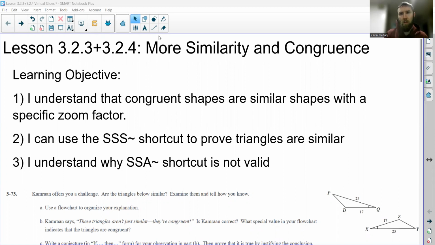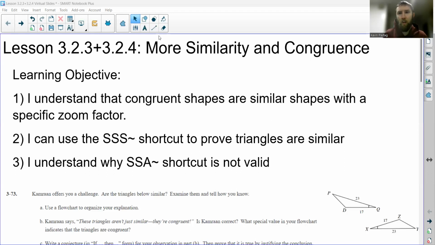Today we're going to talk more about similar triangles. We've spent some time over the past few lessons looking at shortcuts to prove triangles are similar. We looked at the angle-angle shortcut, which used the third angles theorem, and we looked at the side-angle-side similarity shortcut, which we will use in our first problem here.